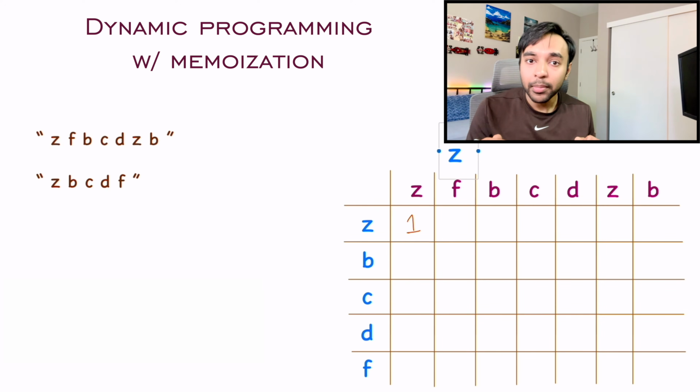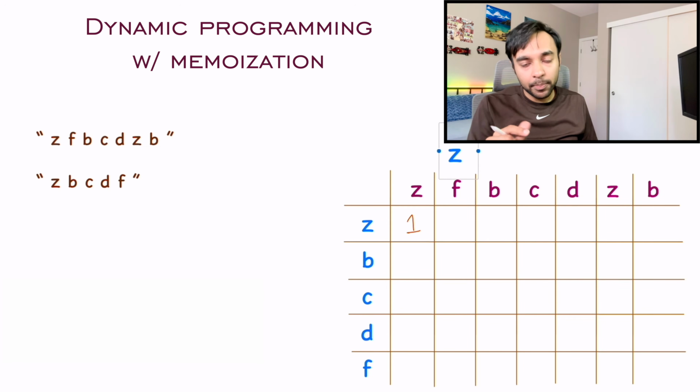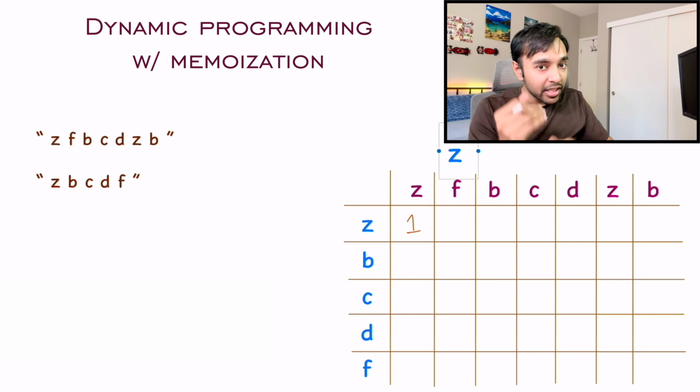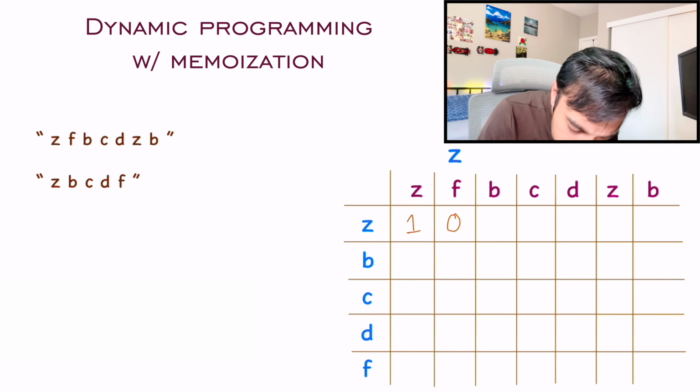These two are not the same, right? So what is the length of the longest common substring over here? It will be 0, right? Because these two characters are not the same. So I write down a 0 over here.